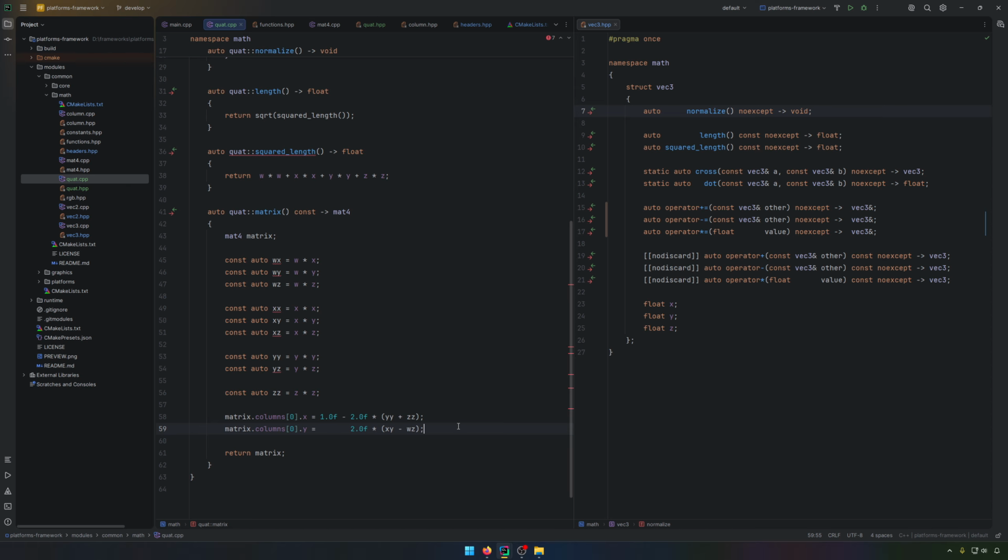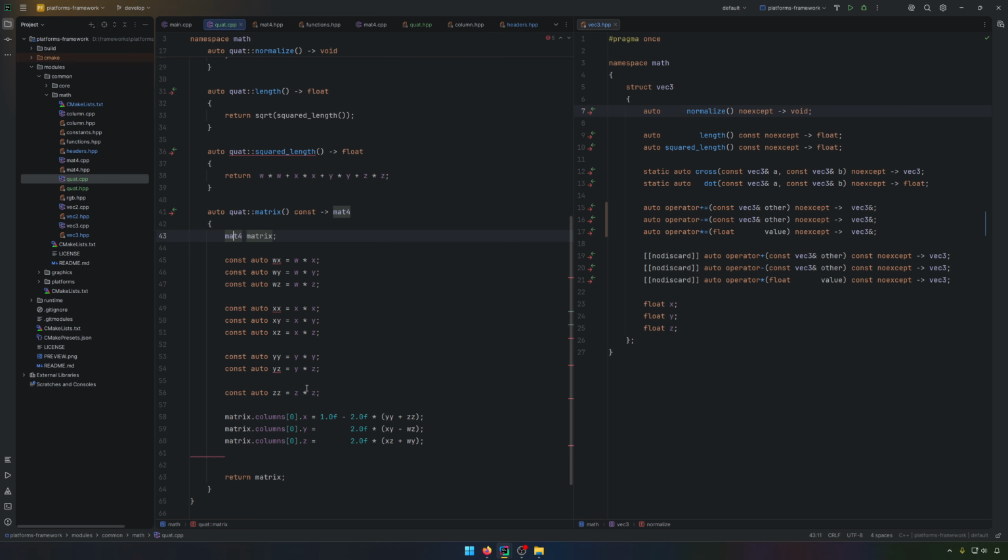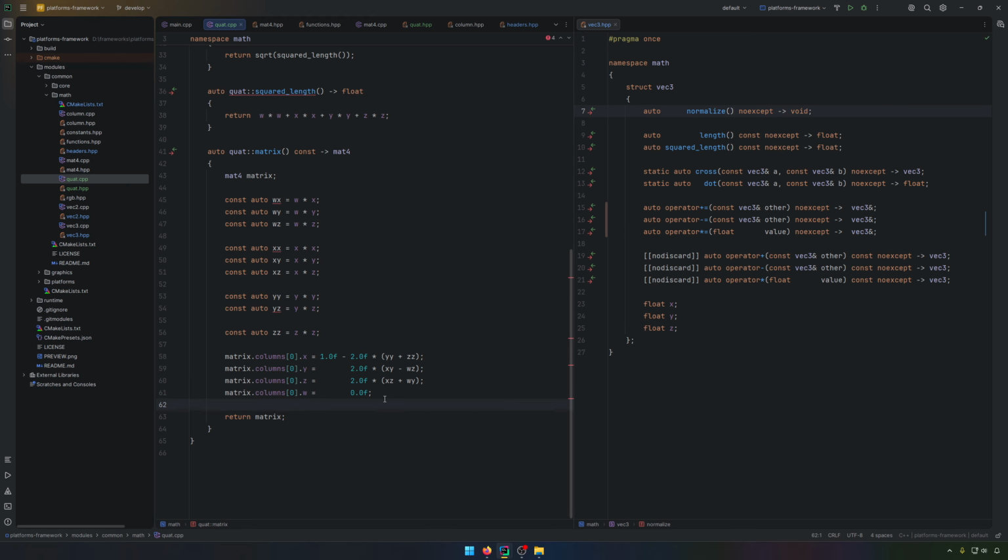Just checking. For the next one, we need to have the xz and wy. And very important, because I changed the math to not have anything initialized in the column by default, we will need to specify the w as 0, just that. Otherwise we will get very ugly values here, and it will complicate everything.